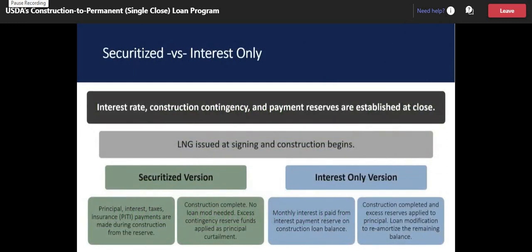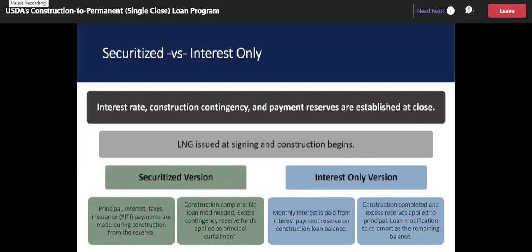Securitized version versus the interest only. So both versions offer a contingency reserve up to 10% of the construction cost and any payment reserve of up to 12 months. So these are limited to 12 months. The reserves are for the payments. At loan closing, the agency loan guarantee is issued and put into effect, protecting the lender during the building process. Here's where the difference comes into play.